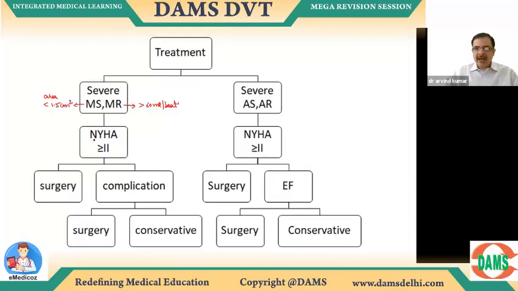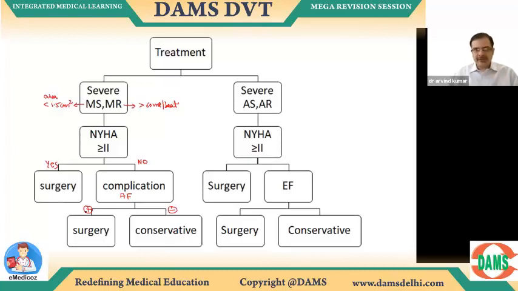Then we will assess for NYHA symptoms of breathlessness, whether they are more than or equal to 2. If the symptoms are yes, more than or equal to 2, dyspnea on normal activity, we go for surgery. While if the dyspnea on exertion is NYHA grade 1, then we look for the complication. And the most important complication of MS and MR is atrial fibrillation. Very important. After atrial fibrillation, patients deteriorate very fast. So if atrial fibrillation is present in spite of NYHA 1, surgery will be recommended. If atrial fibrillation is absent, then we will go for a conservative treatment.